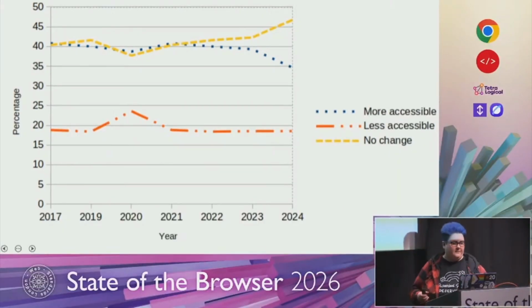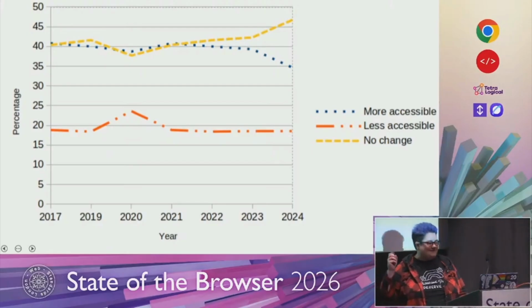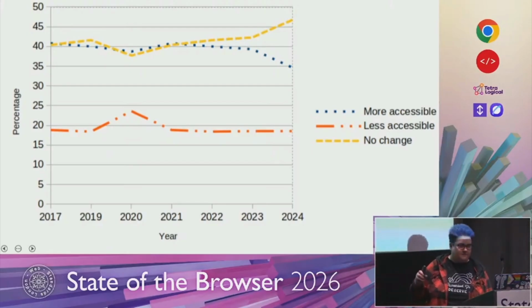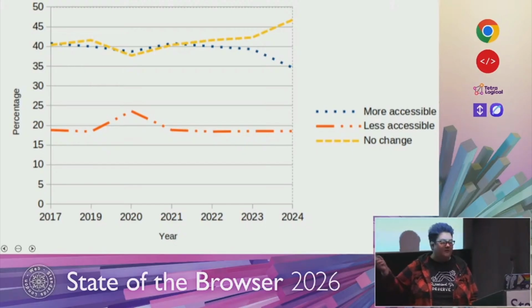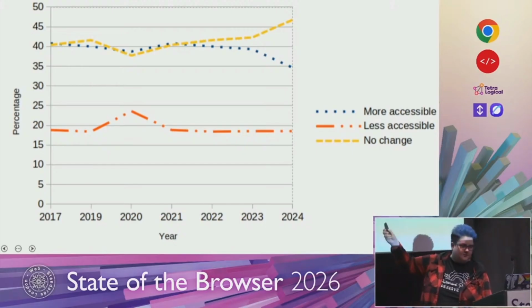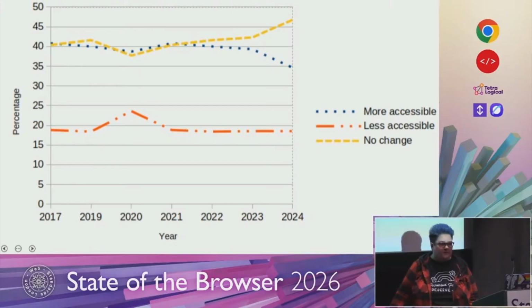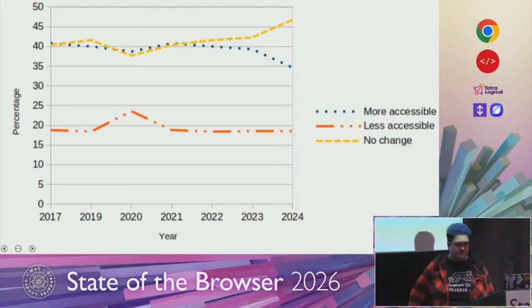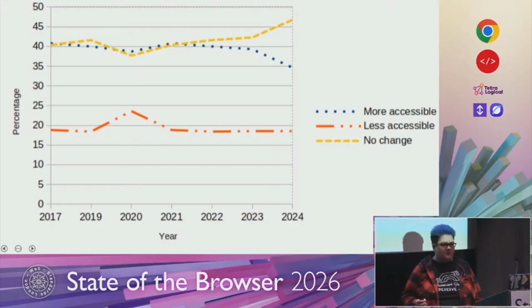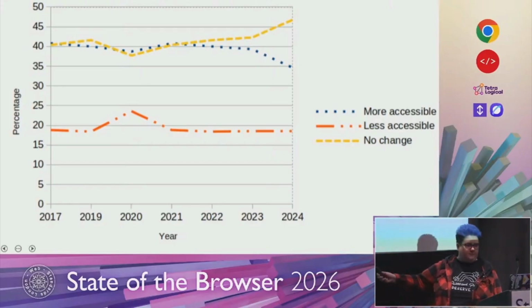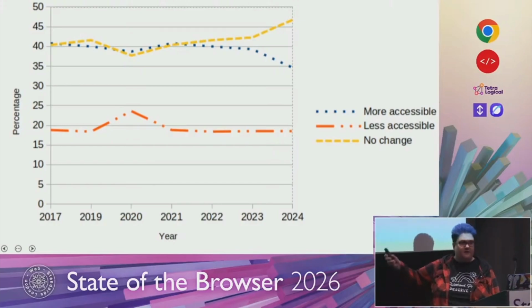I've got to remember not to turn away from the microphone. We've got the blue dotted line underneath it, which are people who think it's become more accessible. And the line at the bottom is less accessible. Yellow is no change, blue is more accessible, and I've graphed this on a graph. This is since 2017. This line's not changed a lot. There's this odd split right at the end, at the top, where no change is more and more accessible is less. We've got a bit of a blip around 2020 where people think less accessible went up, possibly because we were being much more digital during lockdown.